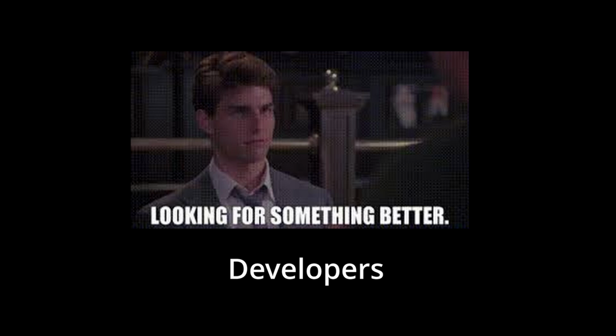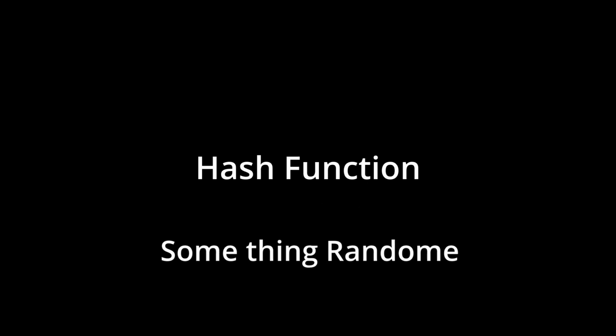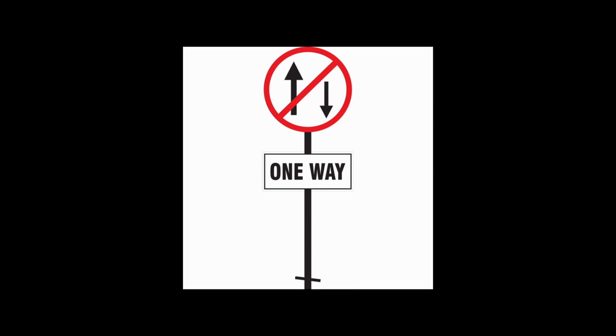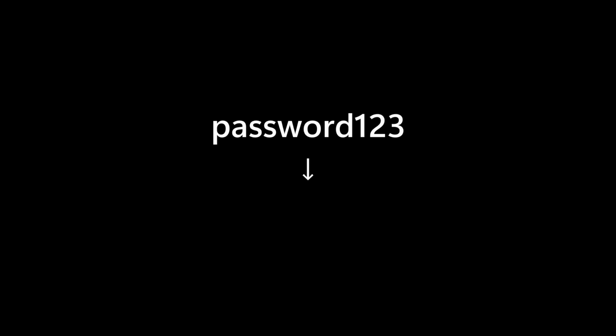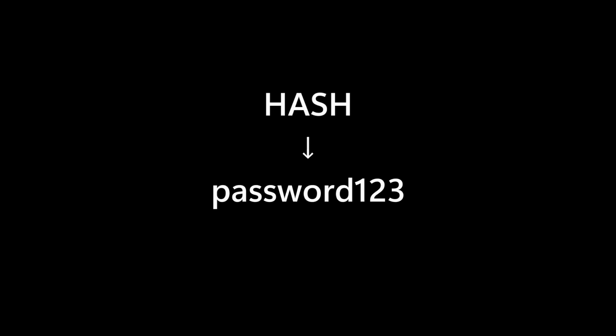Okay, so developers came up with something better. Don't store the password at all. Store a hash instead. A hash function takes your password and turns it into something completely different. Password 123 goes in. A random-looking mess of letters and numbers comes out. And the important part, it only works one way. You can turn a password into a hash, but you cannot go backwards.